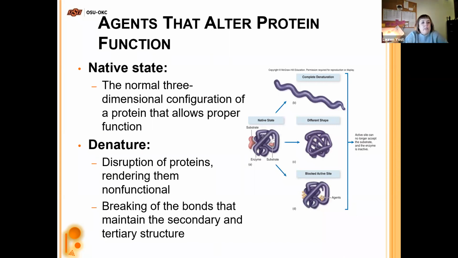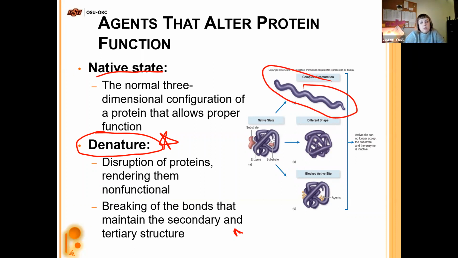When we talk about the native state of a protein, that's its normal functioning protein state. And then we have denaturing a protein. That's a term that you should know. Denaturing is disrupting proteins in order to render them non-functional, changing their shape or binding with them or something like that. They can no longer do their job. So we can break the bonds that maintain their structures. That's often the most likely way that we're going to do it. So we can break it down into this. It doesn't work anymore if it's shaped like this. Nonsense.